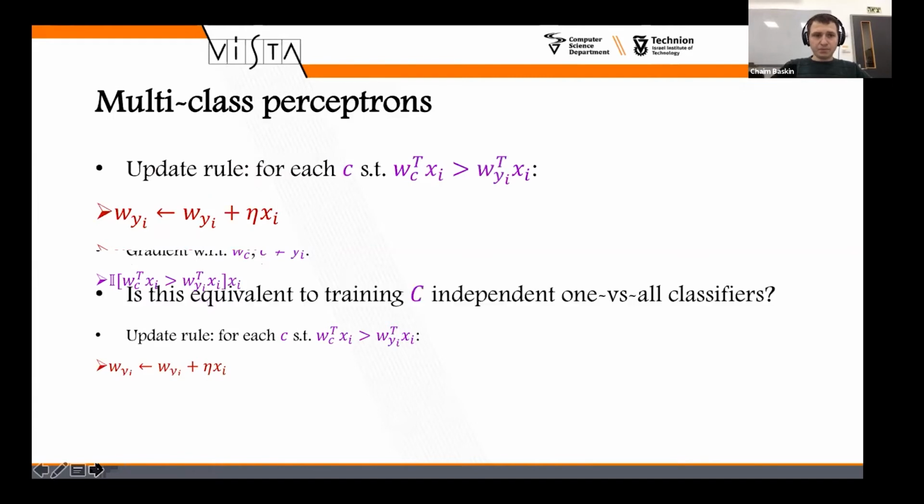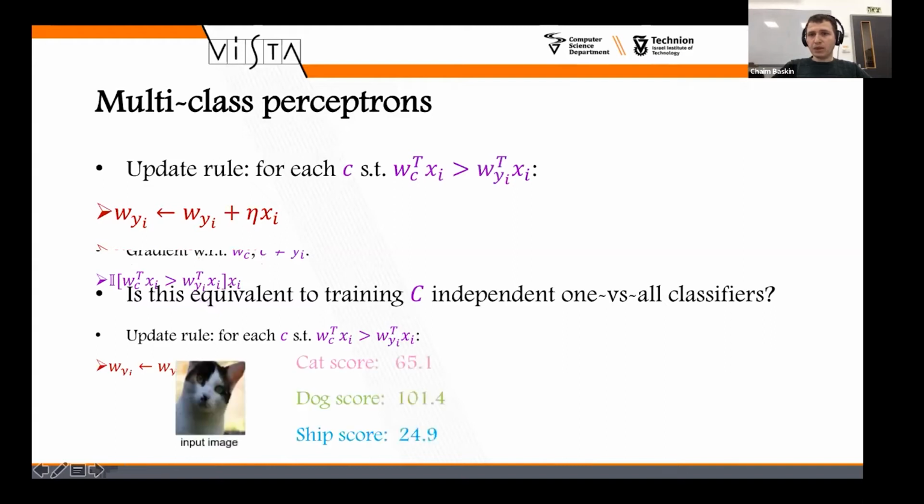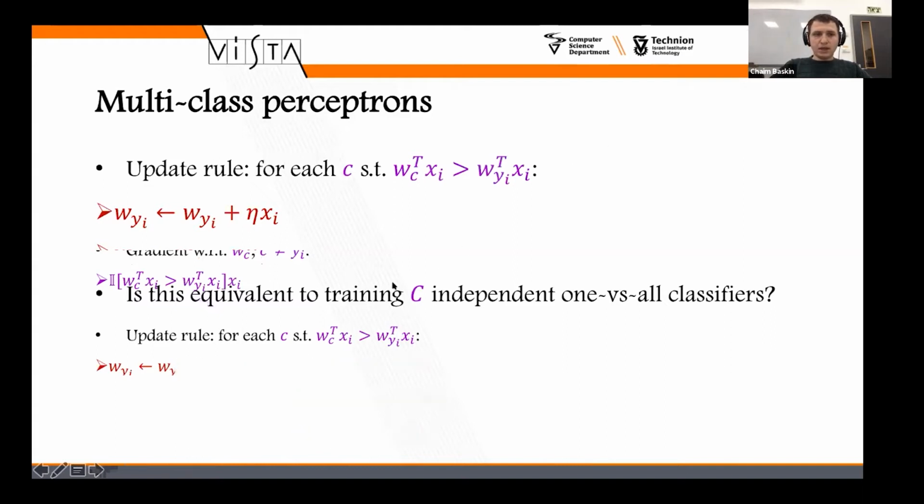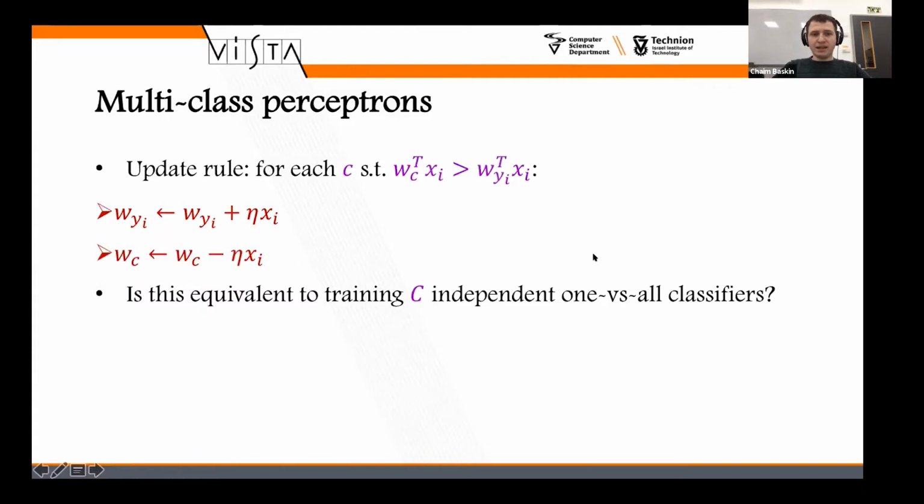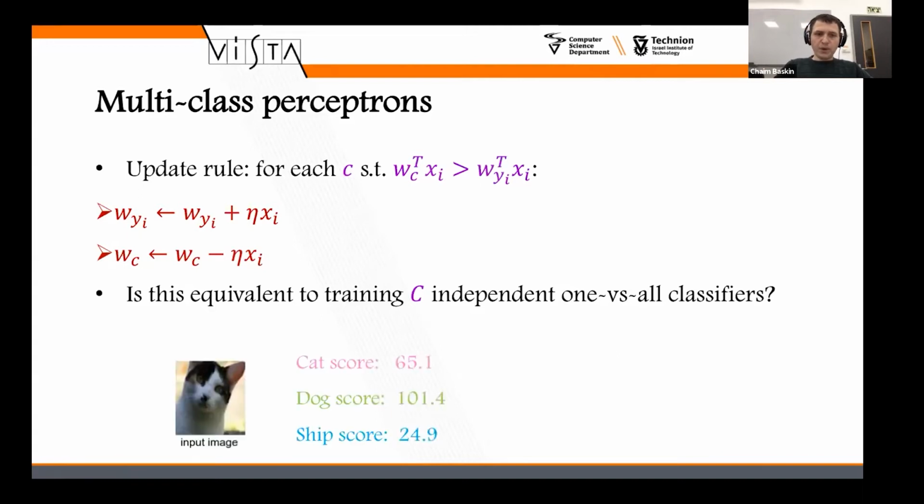Okay, so now we have a good question. In this equivalent, C independent one-vs-all classification, we will see the difference between training independent classifiers to predict each class, or having one classifier, and what happens to our update rule. So we have an input image and we have scores.